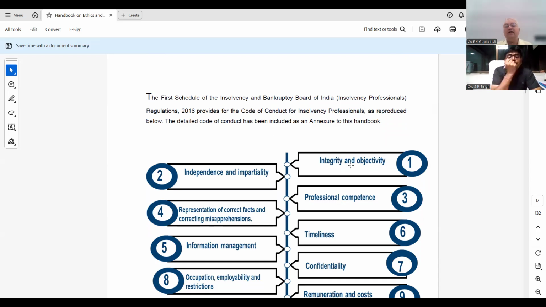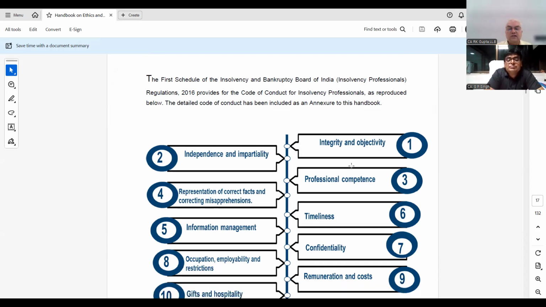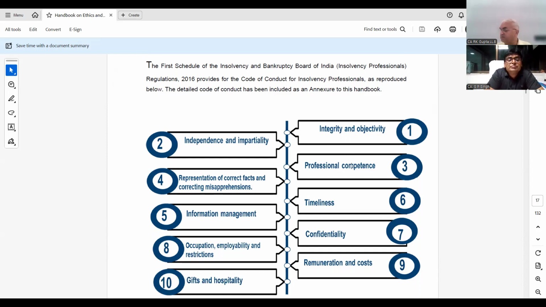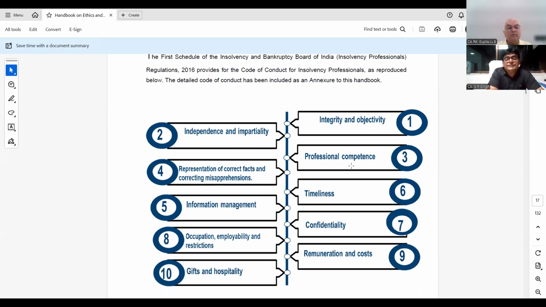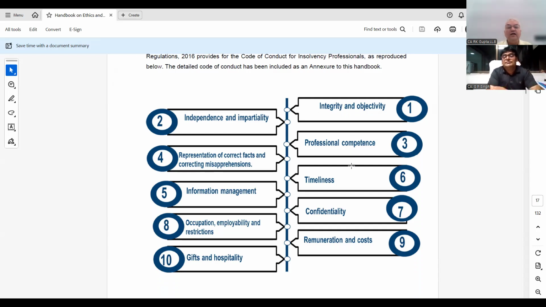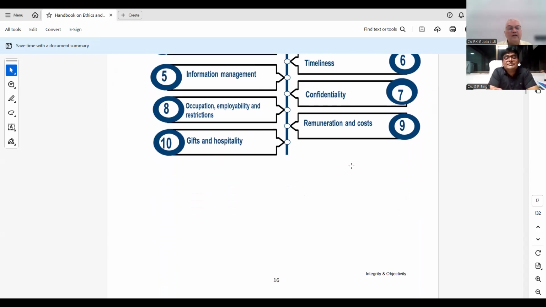So what is required? First is integrity and objectivity. Second, independence and impartiality. Professional competence, representation of correct facts and correcting misapprehensions. Information management, timeliness, confidentiality, occupation, employability and restrictions, remuneration, costs and gifts and hospitality. So these are the 10 points which are expected from an insolvency professional.